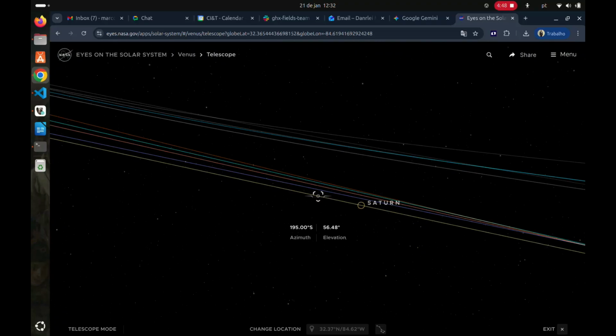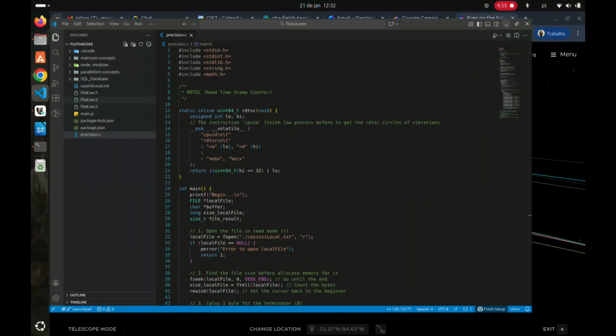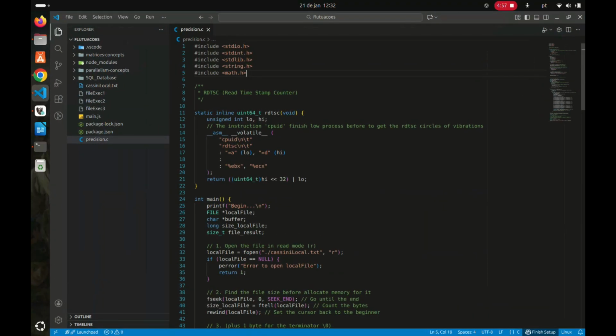And this calculus must be done with a very high precision, and I am studying this with this C code. There is an assembly instruction. What does this command do? Well, go to the kernel of the processor and take me the number that represents how many times the silicon vibrates when the electricity passes through it.